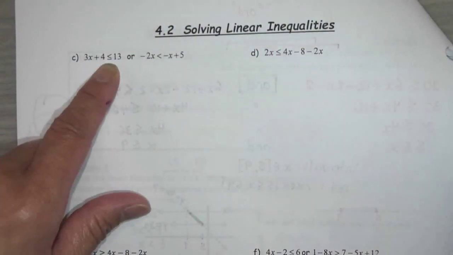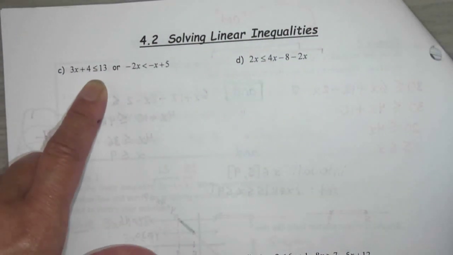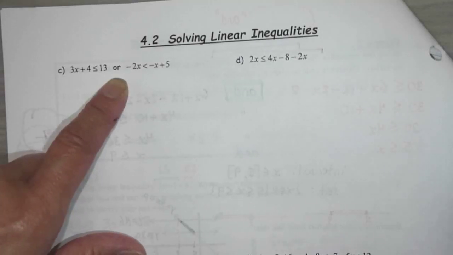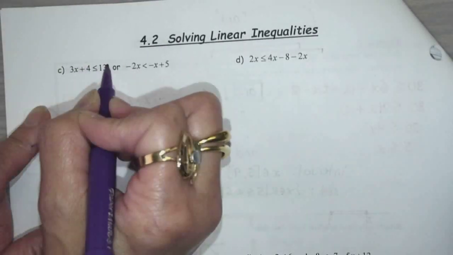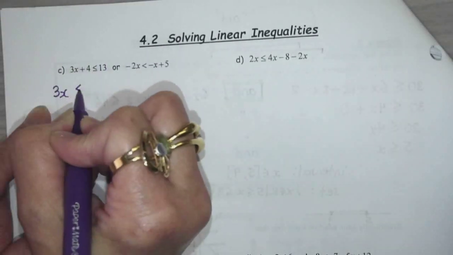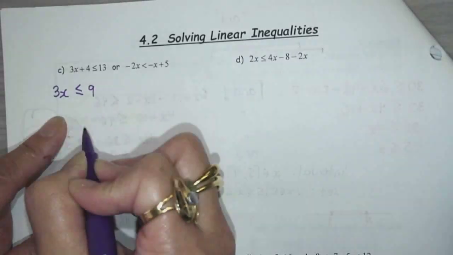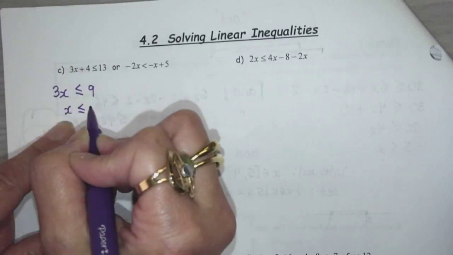So we're going to do this again. Or. So or, okay, it's already set up for us. There's no other way to write an or statement other than with an or. So then we're going to do this one here. So we're going to solve. So we're going to bring the 4 over. So 3x is less than or equal to 9. X is less than or equal to 3.